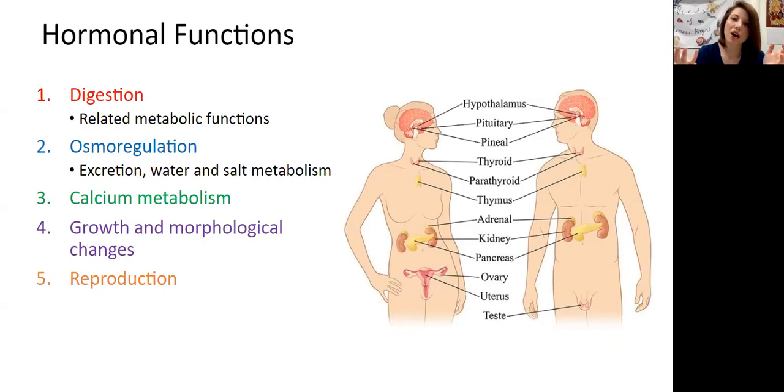So over to the right are the major organs that are going to be responsible for making these different types of hormones. And we're going to talk more about each of these, and specifically what they end up producing hormone-wise.